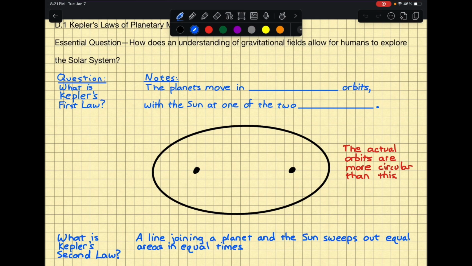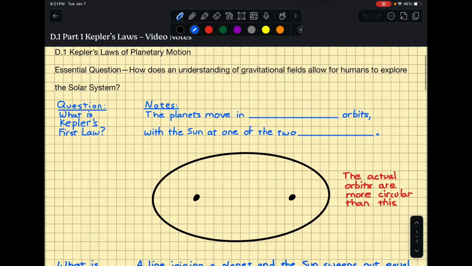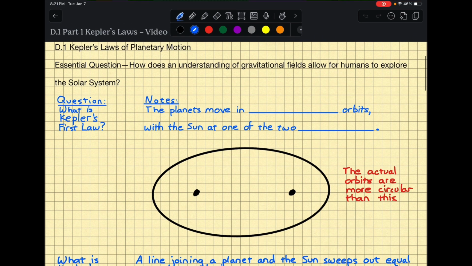Hello guys, welcome to our unit on gravitational fields, with our first topic being Kepler's laws of planetary motion. So let's jump right into it.